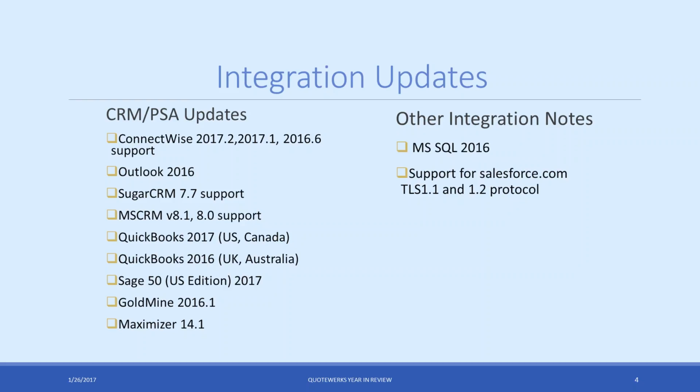If you're not sure which version you're running, you can always check in your installation by clicking Help and then About. That'll show you what version of QuoteWerks you're running. Right now we are on version 5.2 build 2, so that's one I would recommend updating to today, and that's the one I'm going to be demonstrating. So if you don't see some of the features that you see today, you're probably just not on the latest version of QuoteWerks. You'll also see there's a couple other integration notes.